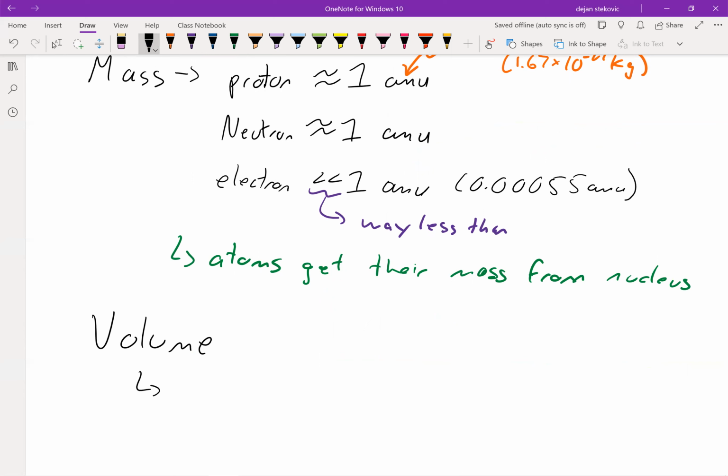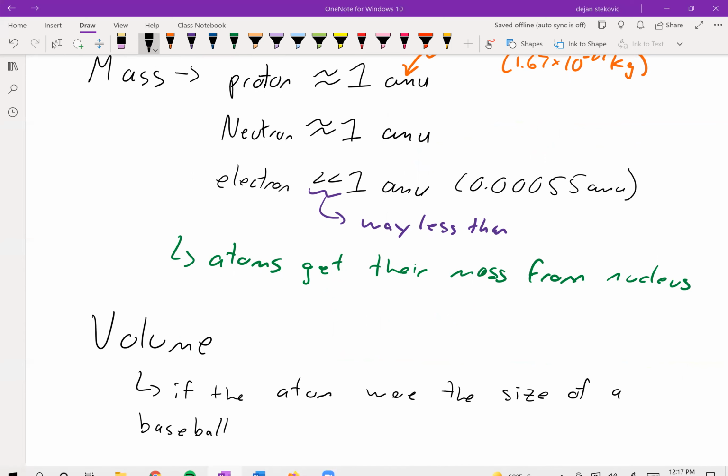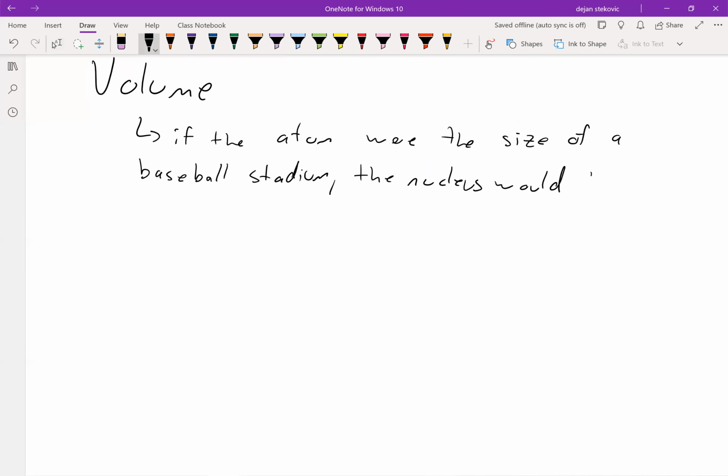Then the other component of matter is our volume. And for here, we've got an analogy. If the atom were the size of a baseball stadium, the nucleus would be the size of a baseball. So you can see that even though the nucleus has all of the mass, it makes up a tiny portion of the volume.